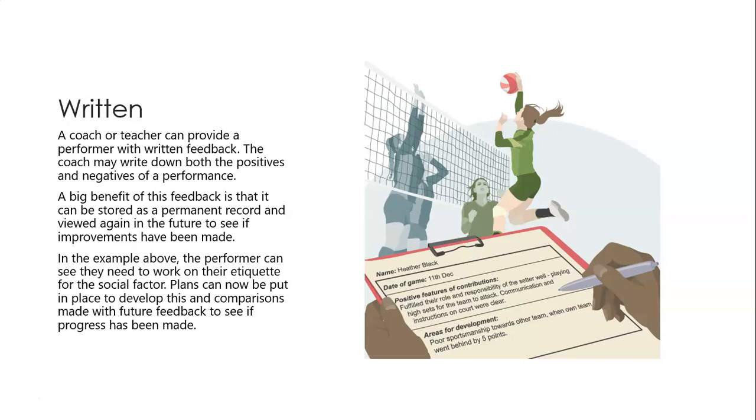Written feedback. A coach or teacher can provide a performer with written feedback. The coach may write down both the positives and the negatives of a performance. A big benefit of this feedback is that it can be stored as a permanent record and viewed again in the future to see if improvements have been made. In the example above, the performer can see the need to work on their etiquette in the social factor. Plans can now be put in place to develop this, and comparisons made with future feedback to see if progress has been made. Take a moment to read this feedback on the right.